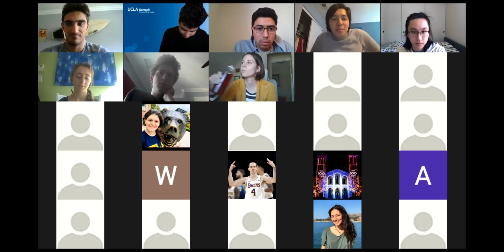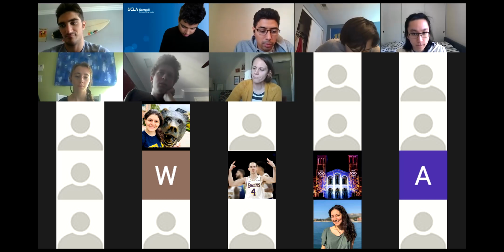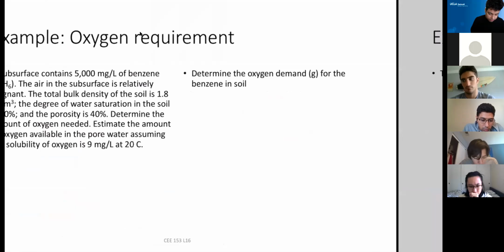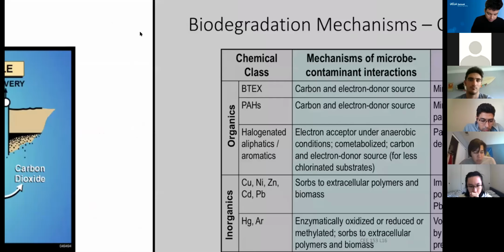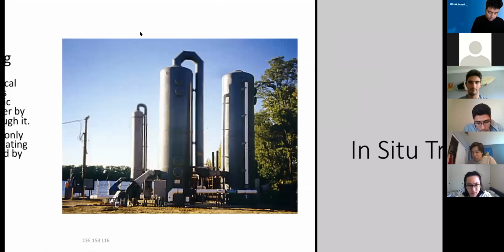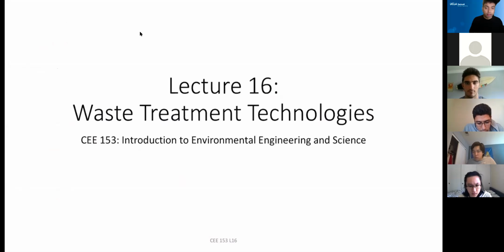Right. Let's see. Where is the screen share? Okay, we have quite a bit to cover, but it's really simple stuff. It's not very high level. A few examples.